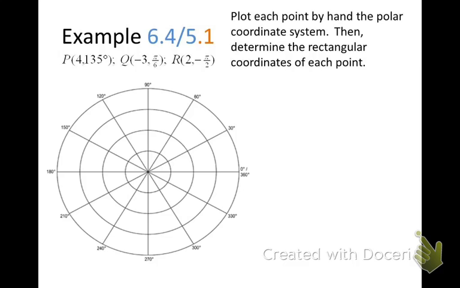All right, so when I'm plotting 135 degrees, I measure from the horizontal, and I find my 135 degrees. Notice I don't have it here, but it's going to be right smack dab between the 120 and the 150, right? And then I'm going to be out on the 4th radius. So my point for P is right there.